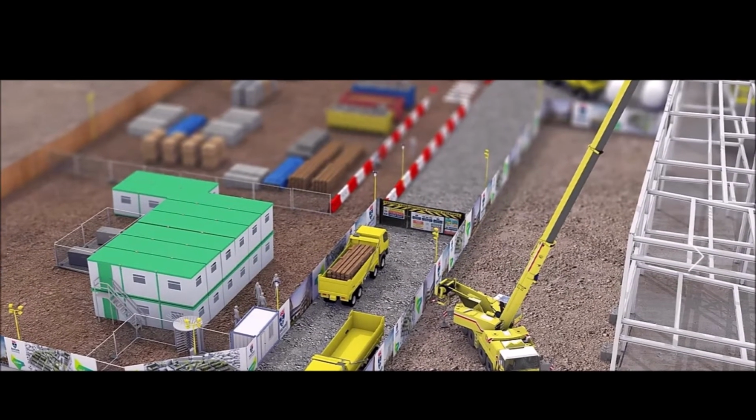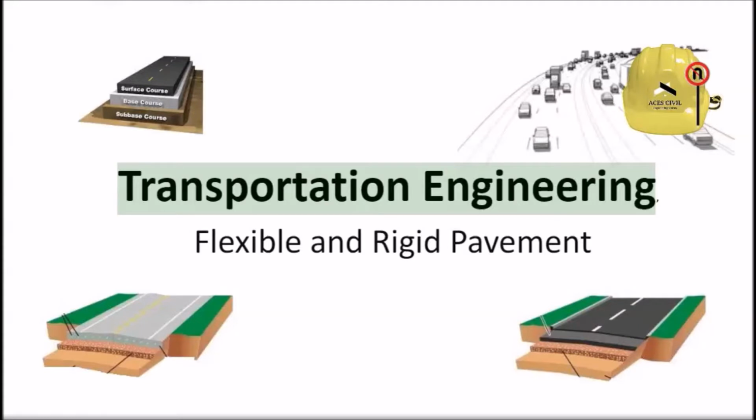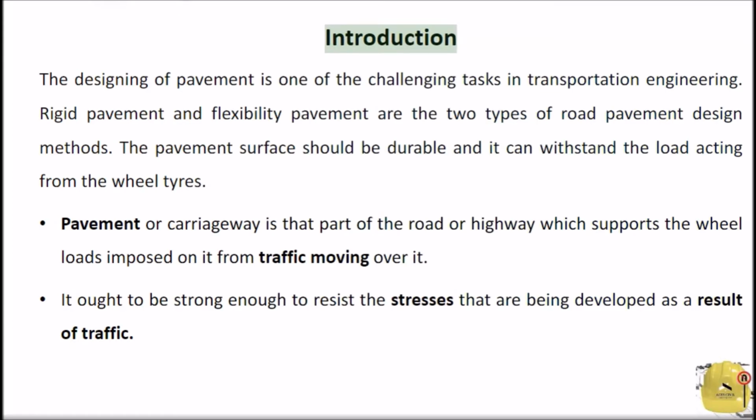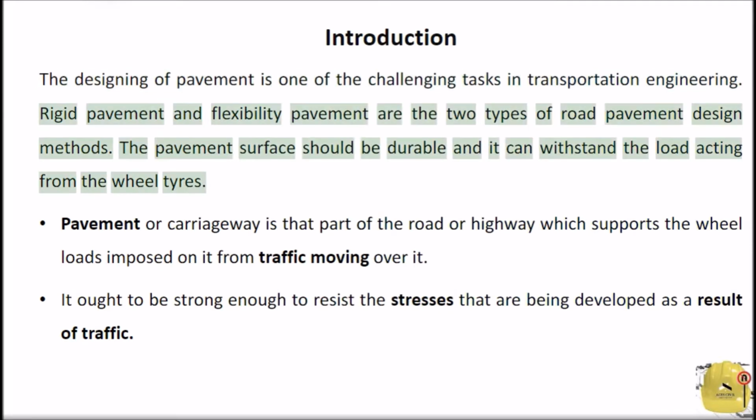In today's video we are going to discuss transportation engineering, flexible and rigid pavement. Introduction. The designing of pavement is one of the challenging tasks in transportation engineering. Rigid pavement and flexible pavement are the two types of road pavement design methods. The pavement surface should be durable and it can withstand the load acting from the wheel tires.